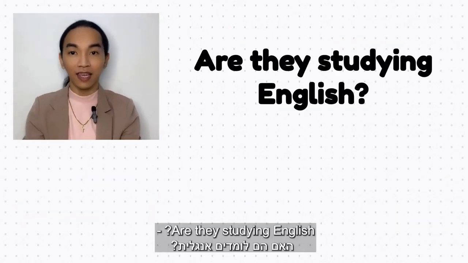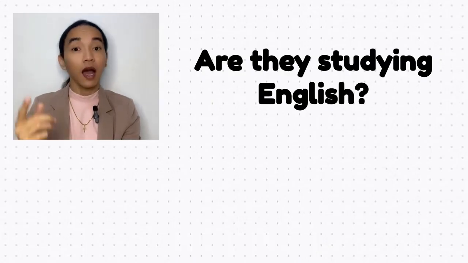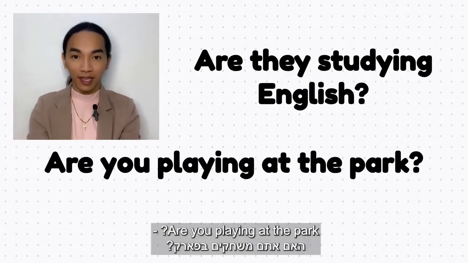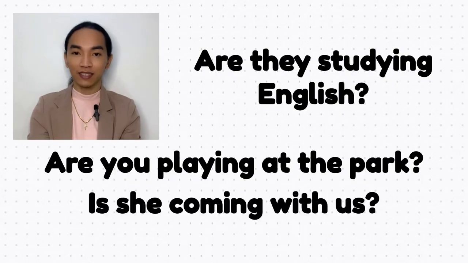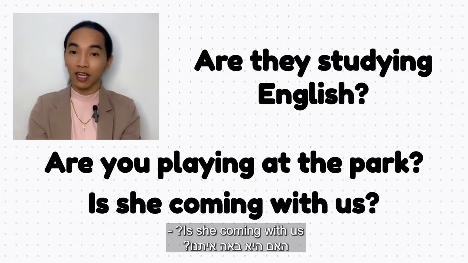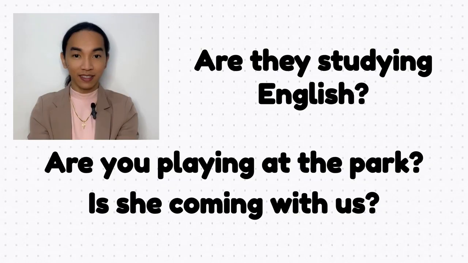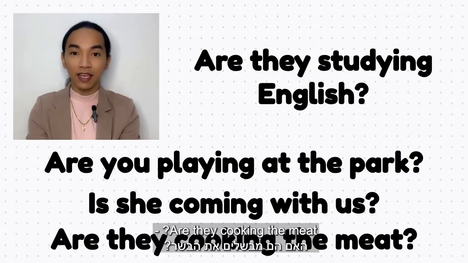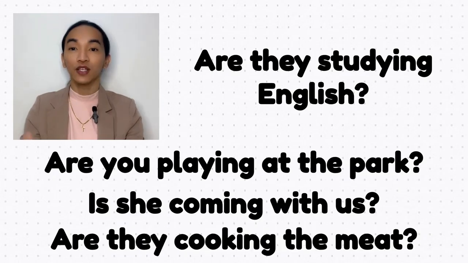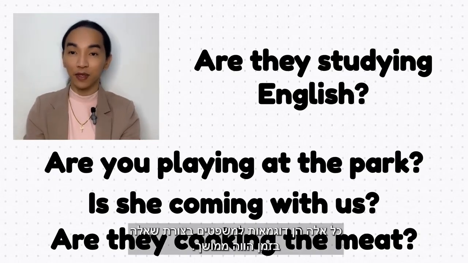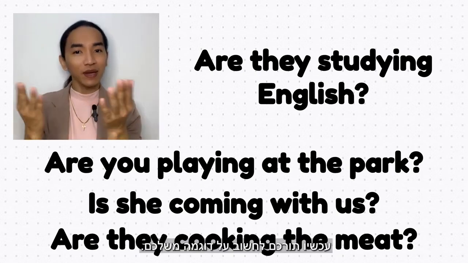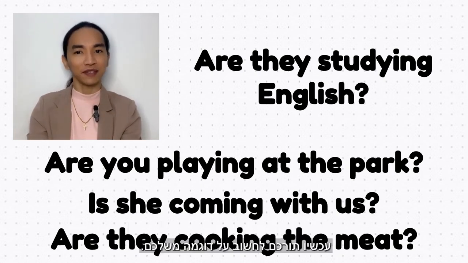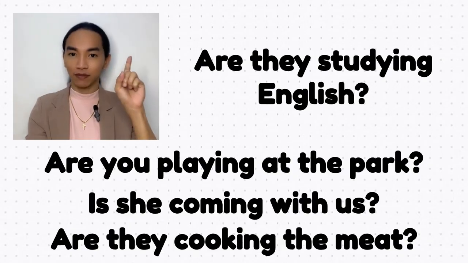Examples. Are they studying English? Are you playing at the park? Is she coming with us? Are they cooking the meat? So all of these are examples of present continuous tense in question form. Now it's your time to think of your own example. I'm going to give you 5 seconds.